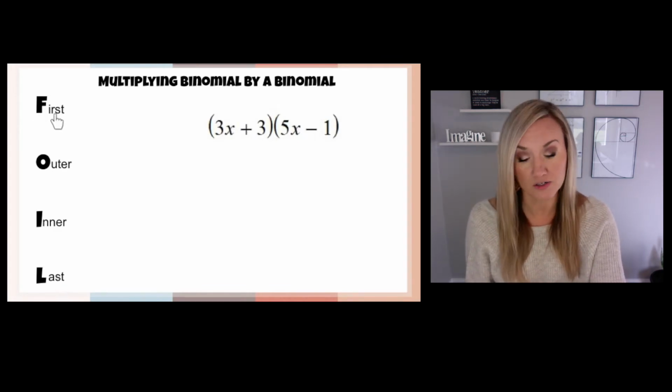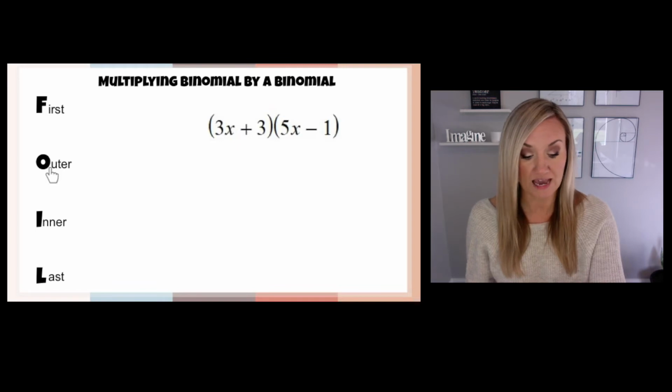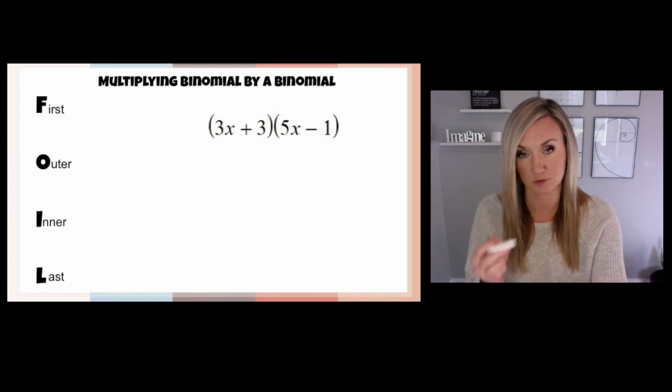Now the first means the first term in the parentheses. So a 3x and a 5x are our first terms. The outers are the terms on the outside. So 3x and a -1, outside. The inners are the 2 on the inside. See that? Inner, outer. So the inner is going to be the 3 times the 5x. And then the last are the last terms in the parentheses. So this is the last in this parenthesis, and this one's the last in this parenthesis.